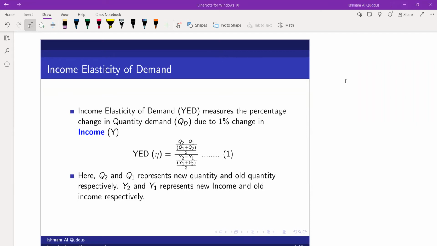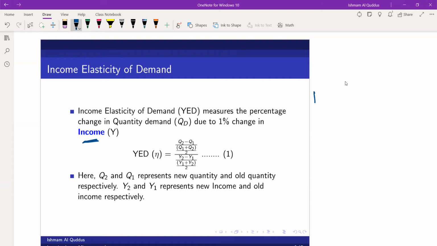In today's lecture video, I'm going to show you the concept of income elasticity of demand. Income elasticity of demand, in short YED, measures the percentage change in quantity demand due to percentage change in income. So this is very similar to what we learned in price elasticity of demand. However, here we want to see the effect of income change on the quantity demand.